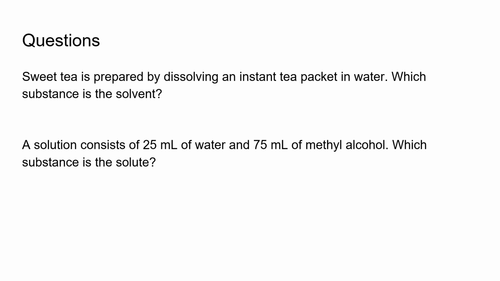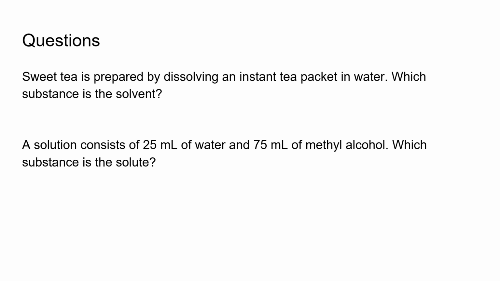So sweet tea is prepared by dissolving an instant tea packet in water. Which substance is the solvent? So the answer here is the water. A solution consists of 25 ml of water and 75 ml of methyl alcohol. Which substance is the solute? The answer here is still the water.